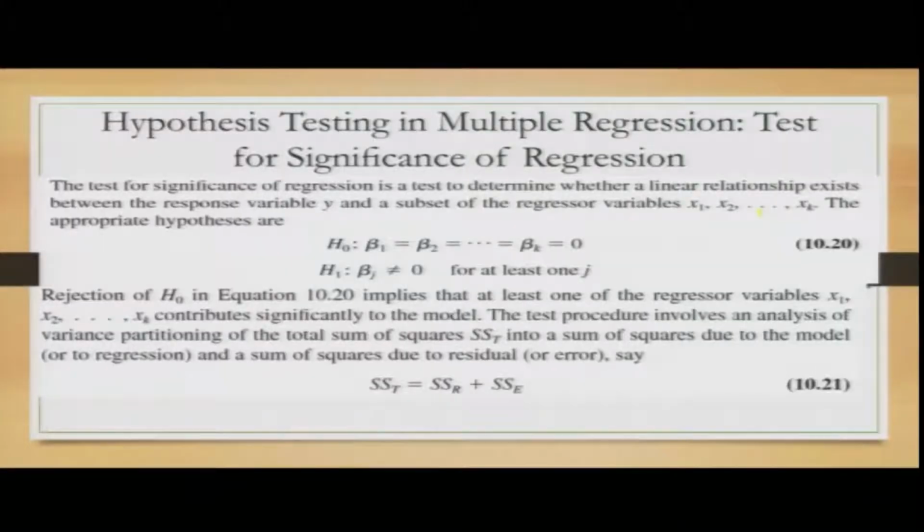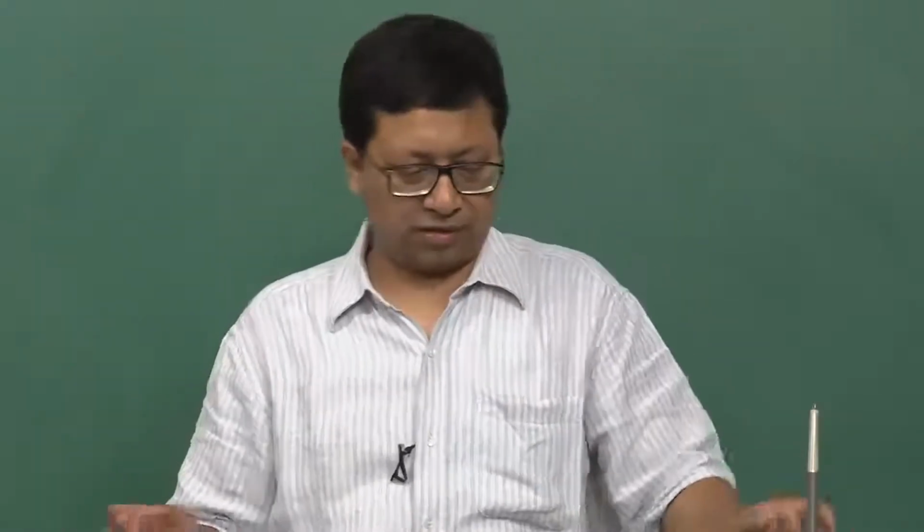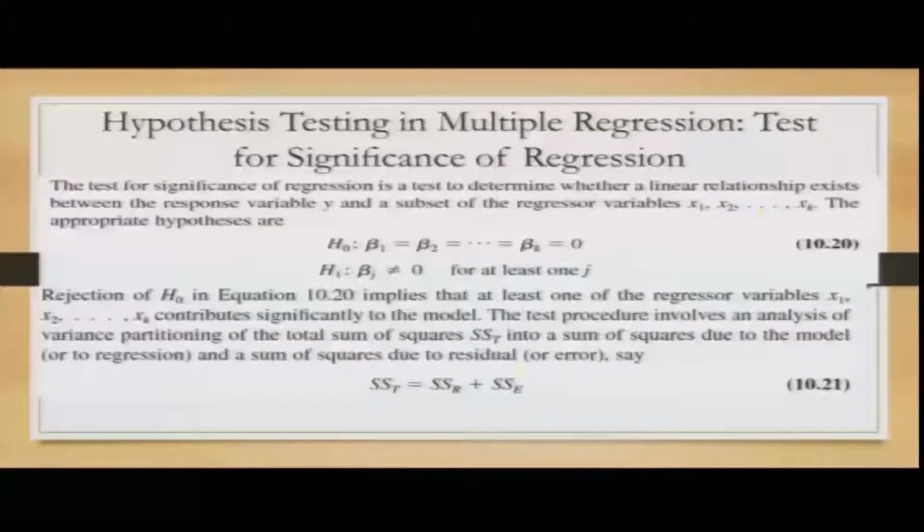The test procedure involves an analysis of the variance, exactly as in the ANOVA table. We split the total sum of the squares into the sum of the squares due to the model and the sum of the squares due to the errors. So, total sum is equal to sum due to the variables plus sum of the errors. This is the main thing which we have been discussing, and from there we will do the ANOVA table.